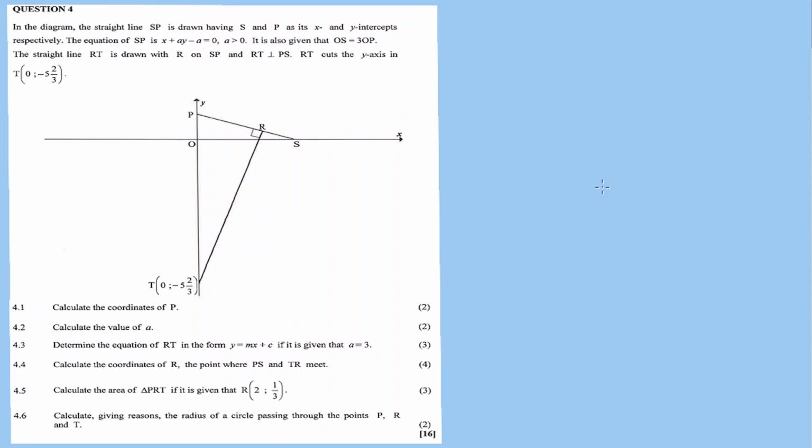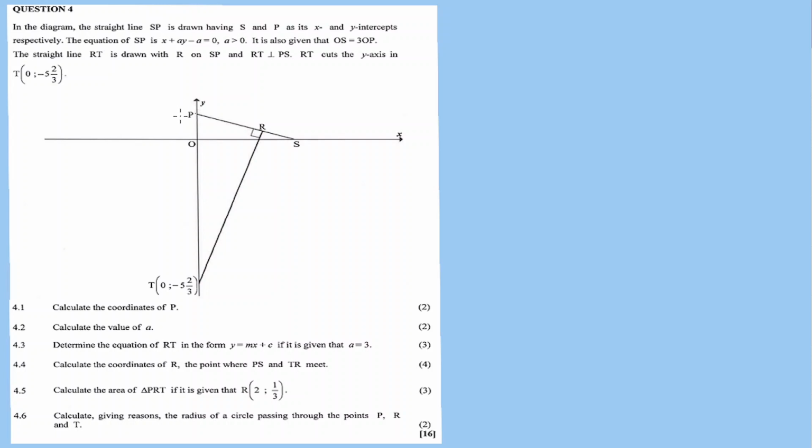Okay, question 4, analytical geometry question. In the description box, you will find the links for other recordings for this question paper. Here they gave us a diagram on a Cartesian plane which looks like a triangle. In fact, it is a triangle.